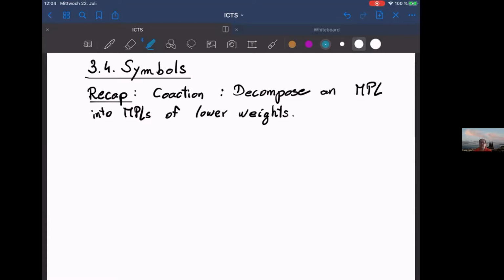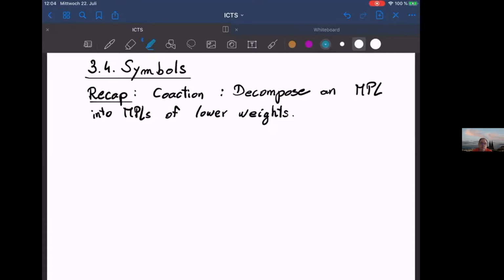And let us discuss something which some of you may know, some of you may have worked with already, which is the notion of symbols. And as we will see, that is actually, if you want, a simplified version of the coaction. Simplified in the sense that it's easier to work with, but you lose information. It captures less information.